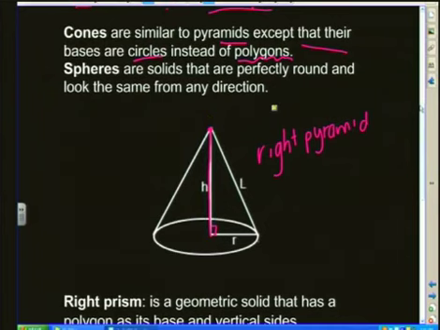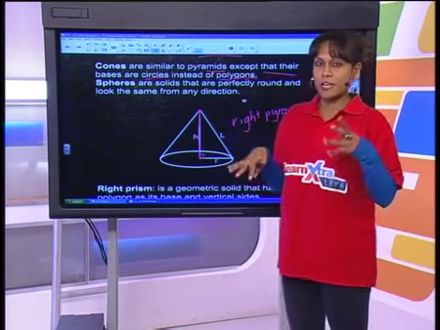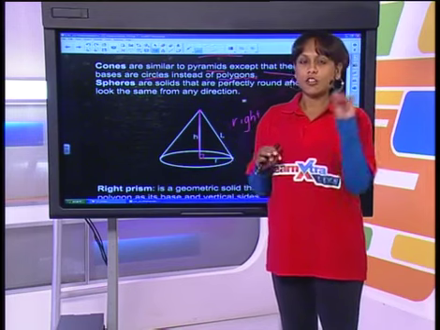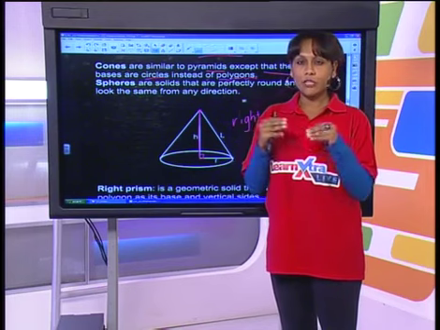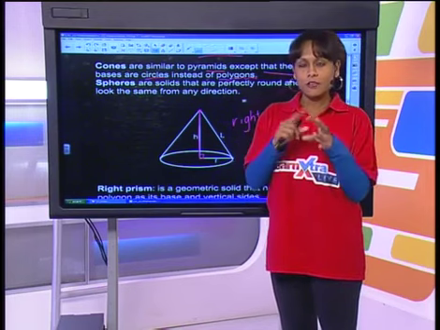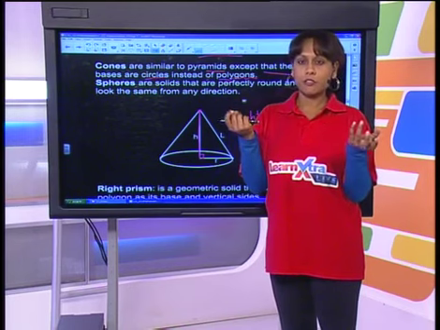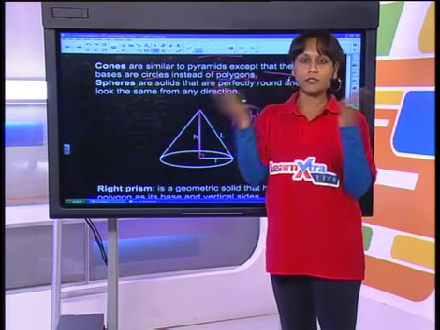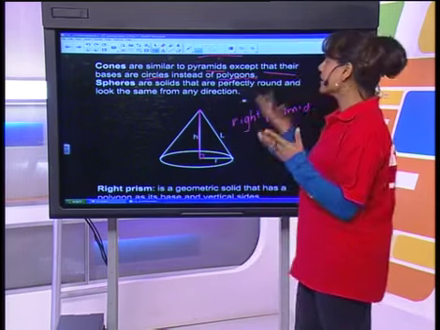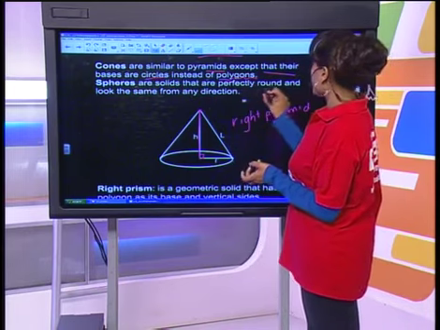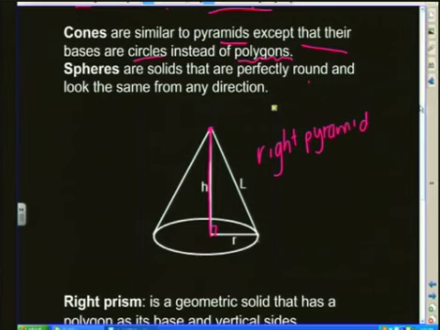All right? Then spheres. Now, the easiest way, I think, to remember a sphere or to think of a sphere is, you know, lots of you guys like those little sweets called astros. If you look at an astro, that's a perfect example of a sphere. If you cut it open, you get 2 identical halves. Okay? So spheres are solids that are perfectly round and look the same from any direction.